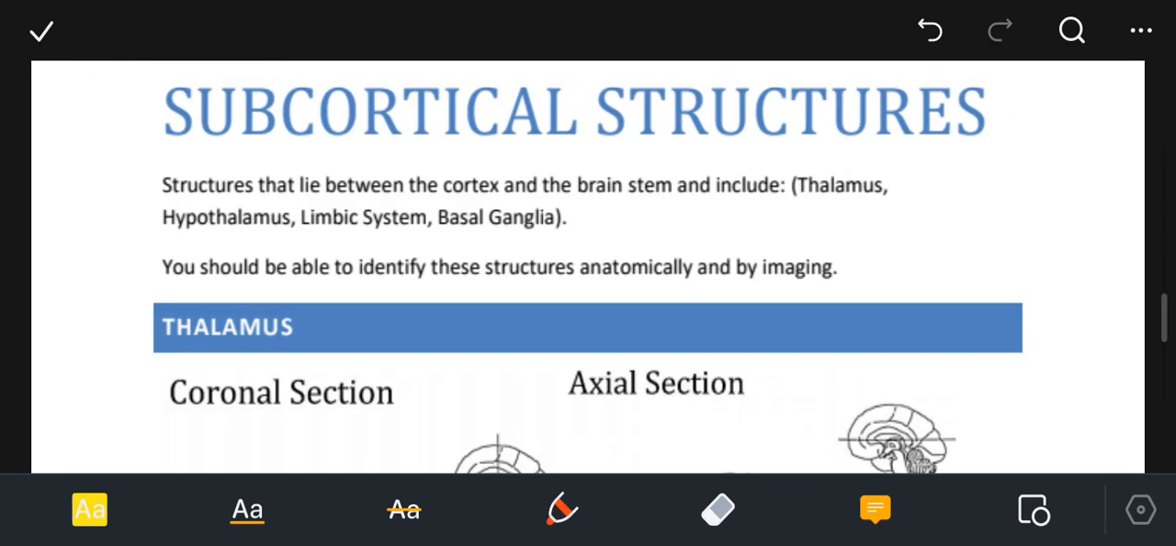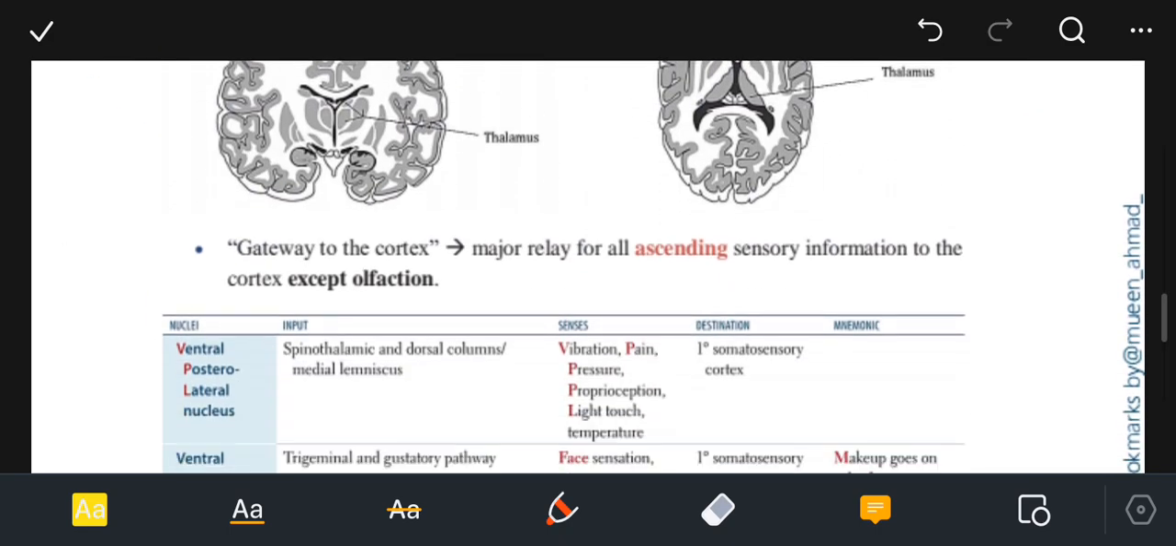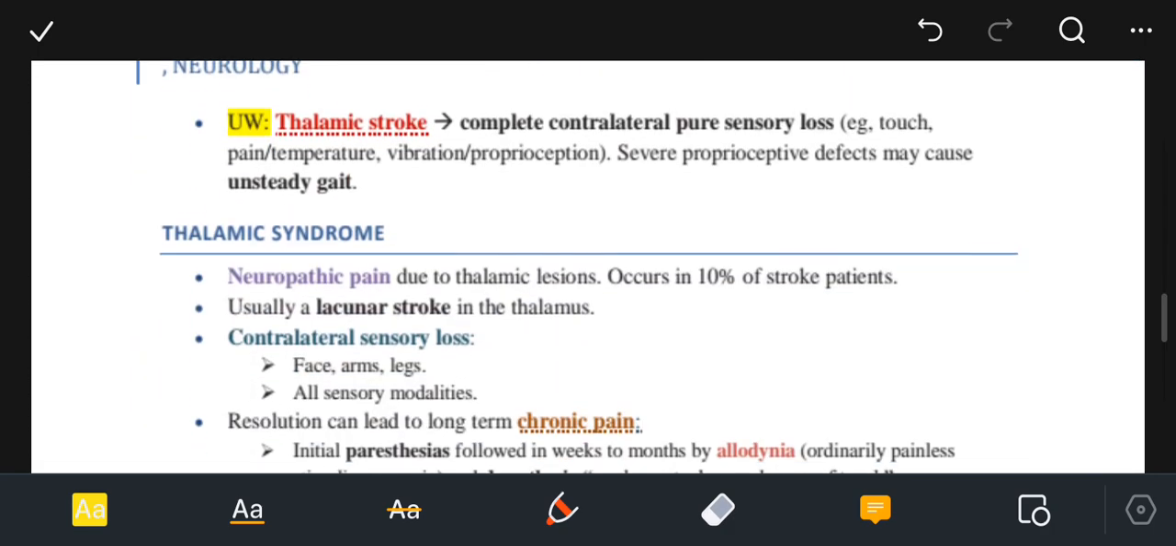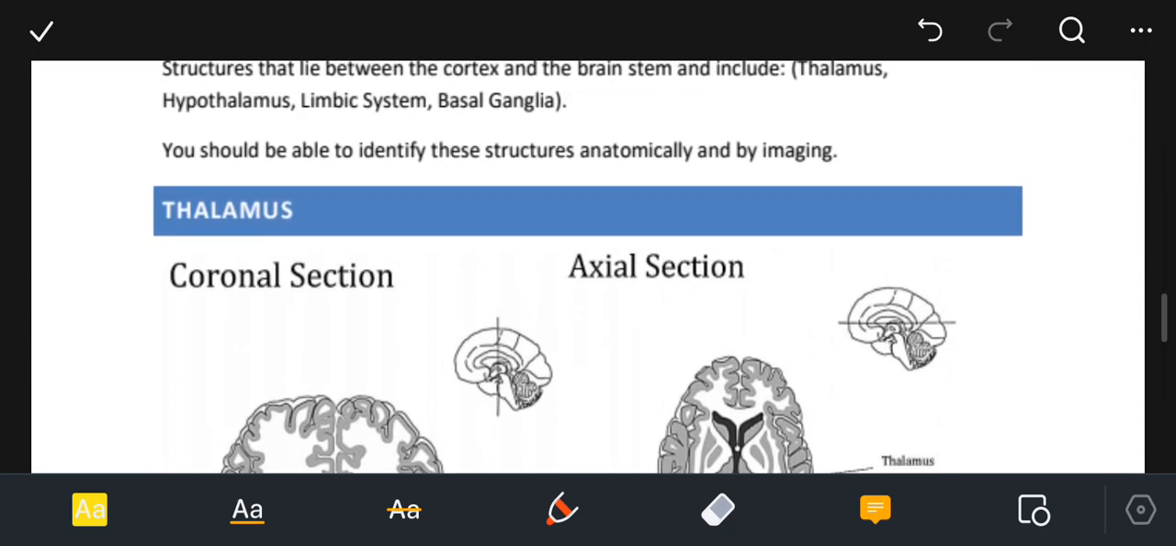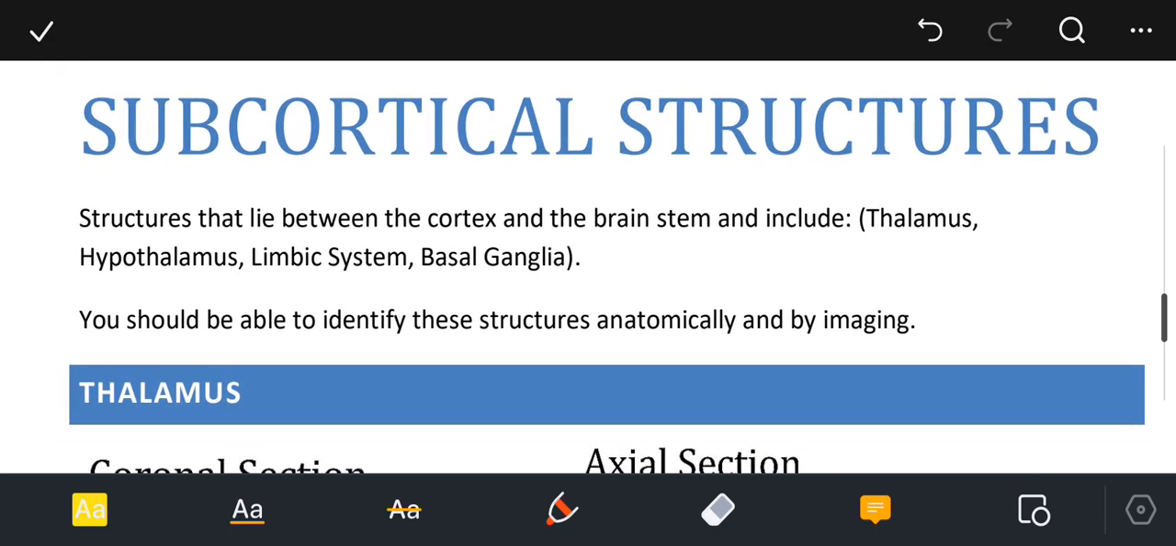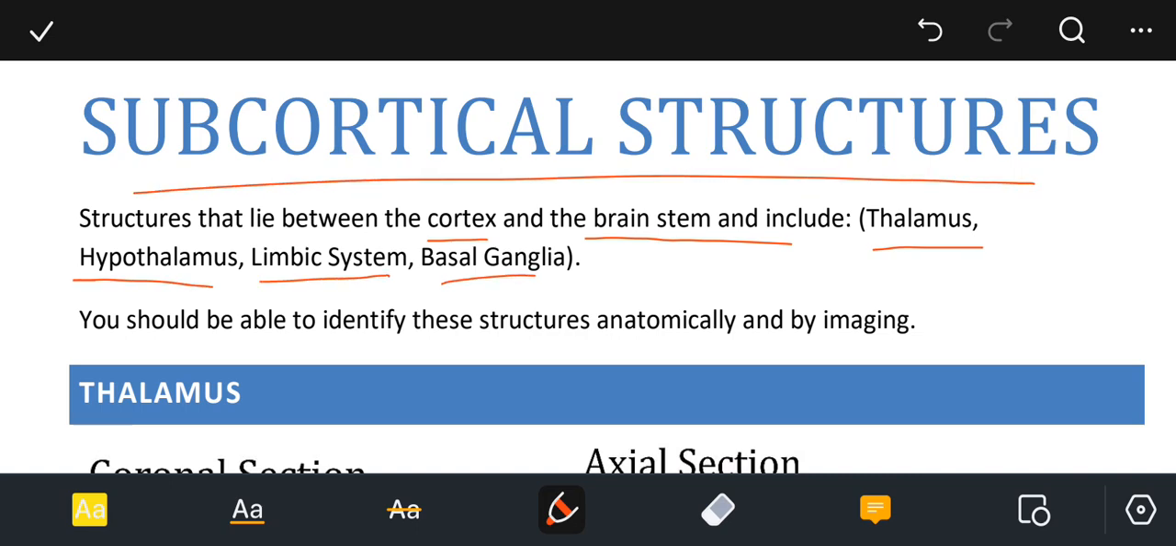Then we have the subcortical structures. They are very important structures. They are the basal ganglia, the thalamus, and stuff like that. The structures we are going to talk about right now are subcortical structures that lie between the cortex and the brain stem. They include the thalamus, hypothalamus, limbic system, and basal ganglia. All of these are called subcortical structures.